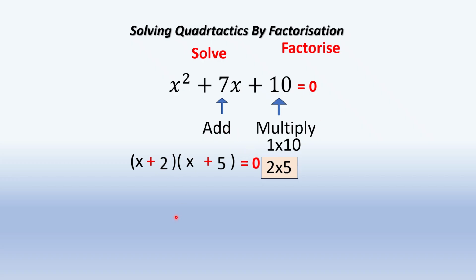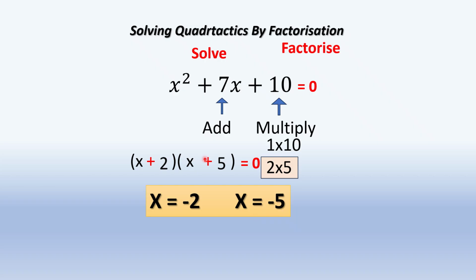Now, think of this like a number multiplied by a number equals 0. That means at least one of them is a 0. That means it's either x plus 2 is a 0 or x plus 5 is a 0. So if x plus 2 is a 0, that means x is negative 2. And if x plus 5 is a 0, x is negative 5.